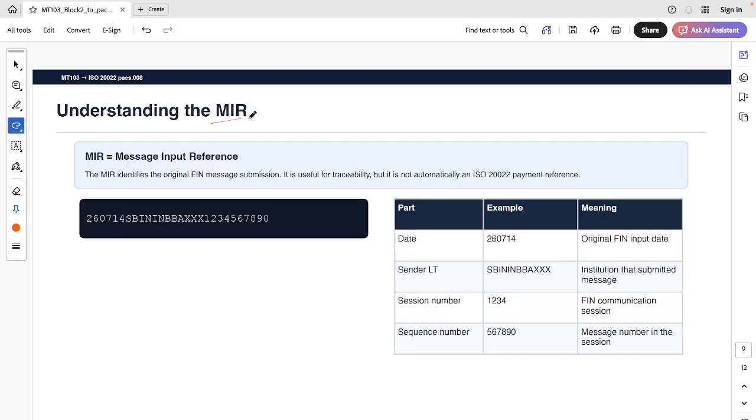Now, before we go into the mapping part, let's look at the MIR first. Let's try to understand what MIR is. MIR, also called message input reference, is one of the most important components of the output block 2. And MIR, as I said, stands for message input reference.